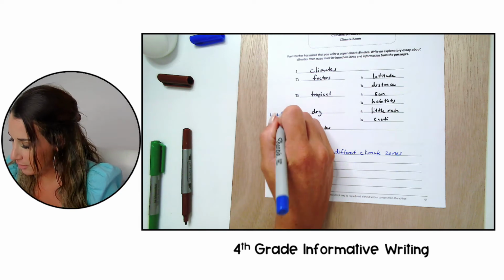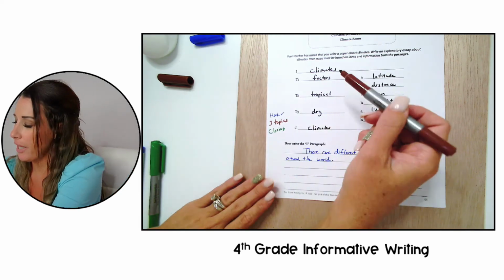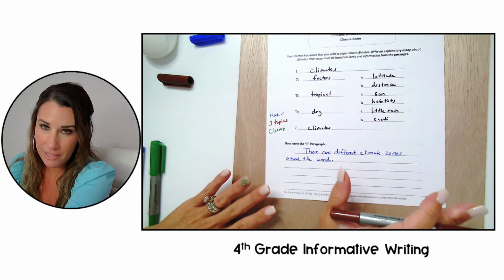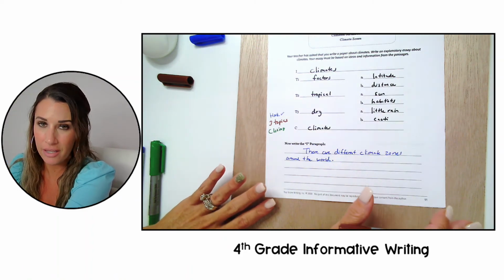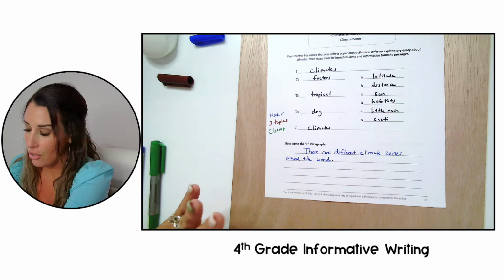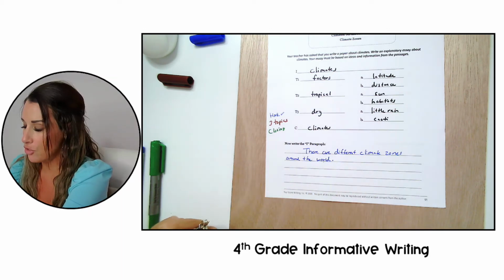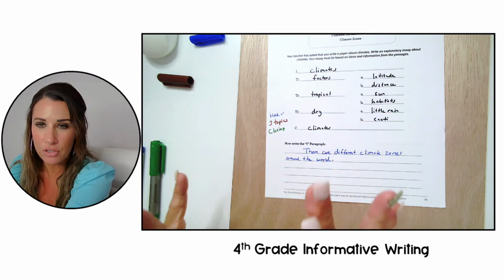I'm going to put a little check. Now I'm going to write my 3 topics. So I have factors, tropical, and dry. Remember, I got to put them in a sentence that makes sense. I can't just say, climates are interesting, or the things about climates are factors, tropical, and dry. That doesn't make sense. I have to use words around it.